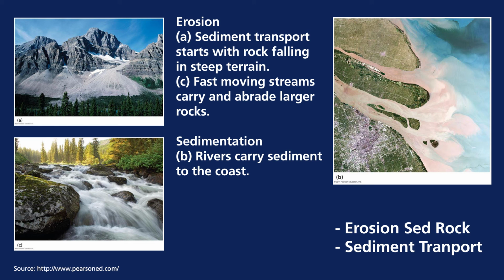Here we see different photos. In A, you see sediment transport from falling rocks in the steep terrain, and then within these valleys, in photo C, rivers are formed which carry the rocks and the clay and the sediments into photo B, to the coast. And the smaller sediment is carried further, so clay and silt. Here you see the clay and silt from the river on the coastline.